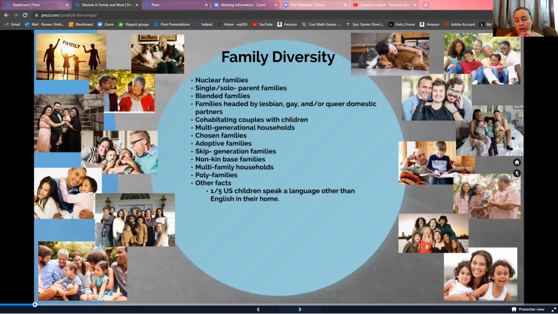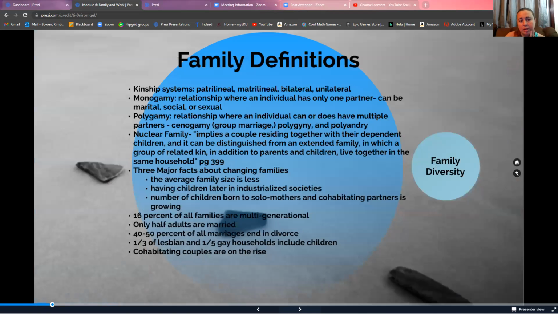Other facts that I found really interesting when you're talking about diversity of families within the U.S.: 1 in 5 U.S. children speak a language other than English in their household, which is astronomically important when we come down to education and accessibility.